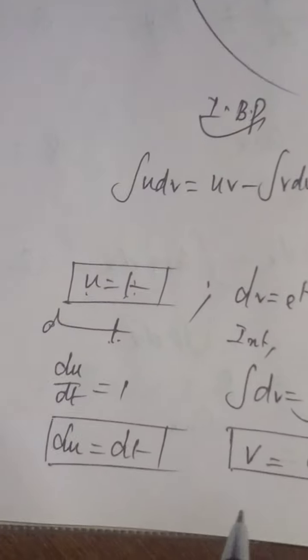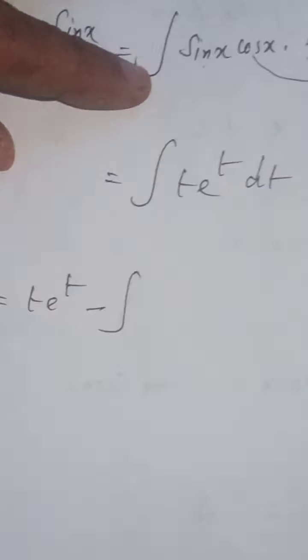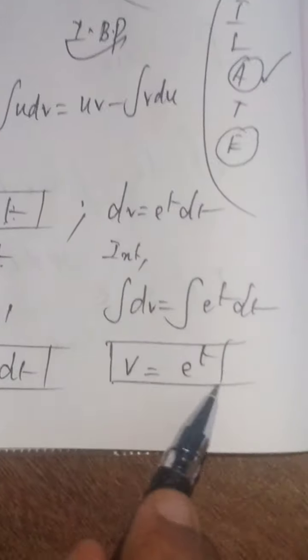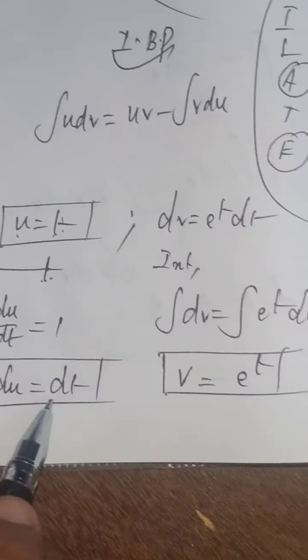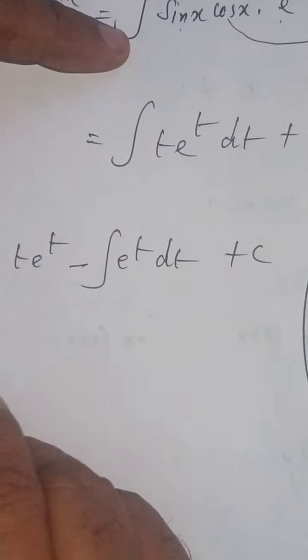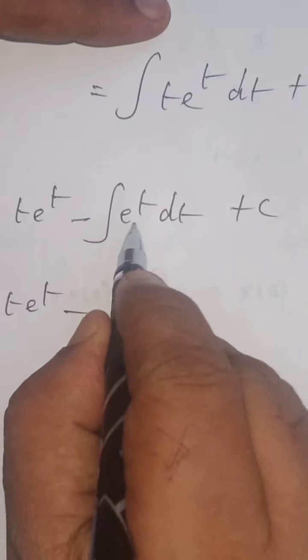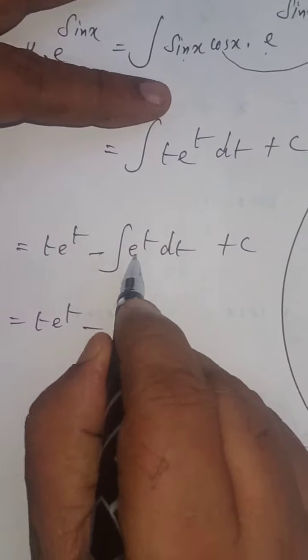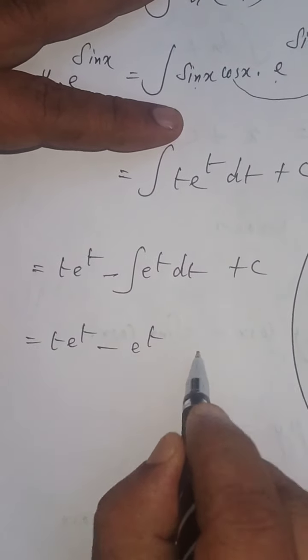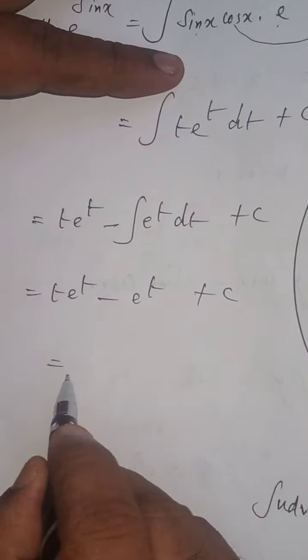Please listen, u into v: u is equal to t, v is equal to e power t, so t into e power t. Formula minus integral v du. Here v is e power t, du is dt. So e power t into dt plus c, with t into e power t as it is. You know the formula for e power x dx is e power x. So e power t dt is e power t plus c. Integration is over. But these two cannot be subtracted directly, but we can take e power t as common.